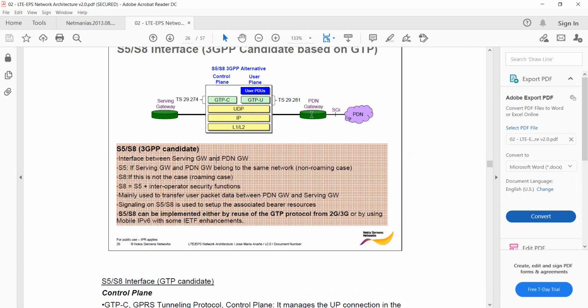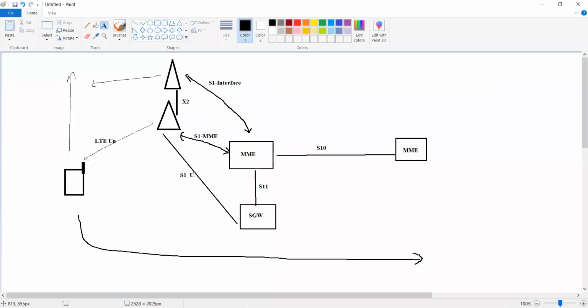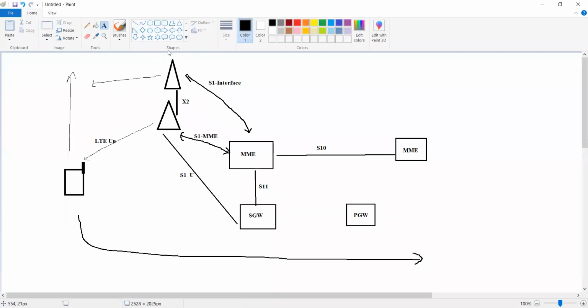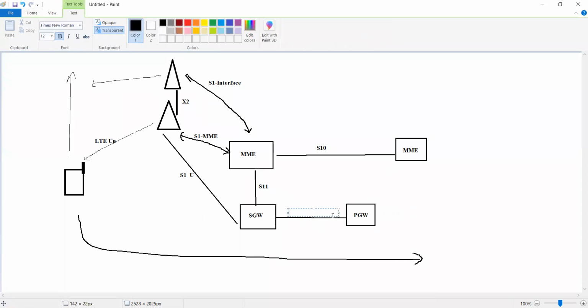This PDN gateway is connected to the PCRF in the architecture. Let me share it. Here the S gateway, and suppose this is my P gateway. This P gateway is connected via the S5 or S8 interface. Both will be there, but at a time only one interface will work.